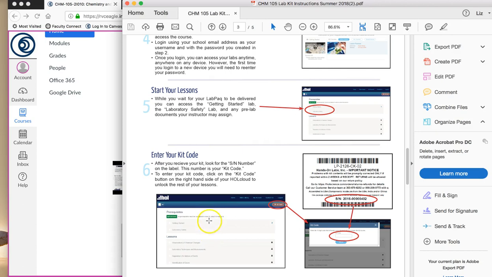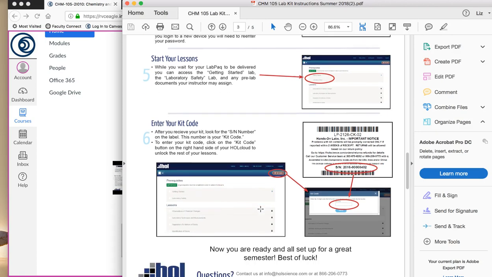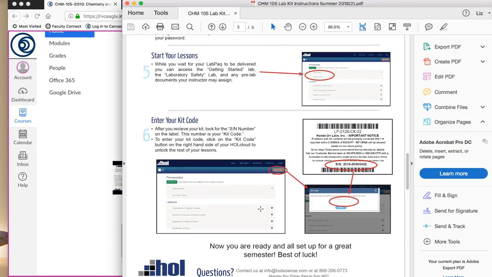You can do the first 2 labs, the Getting Started and Lab Safety, without the kit. At least on their end of things, you can. However, for our class, you're going to need the kit to be able to submit and get a grade at the end of week 1. So get in there right now, start doing these first 2 labs, and then you should have your kit in your hands by the end of the first week. You can finish this process up and submit your labs to me then.